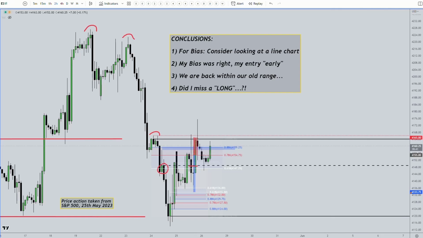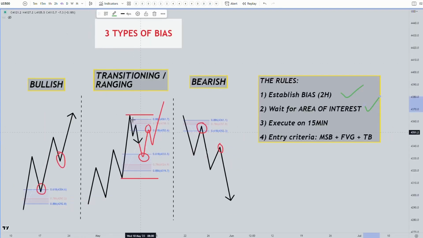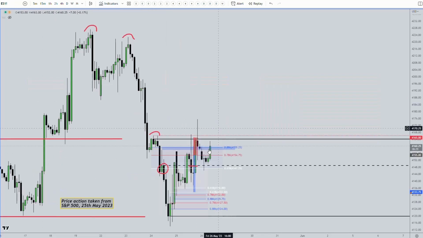Finally, looking forward to what we can potentially expect for today and maybe tomorrow. Yes, we might still be in this transitioning ranging phase. However, I lean bullish because looking at the 2-hour market structure, it certainly is bullish. I wouldn't blindly short the highs here again.